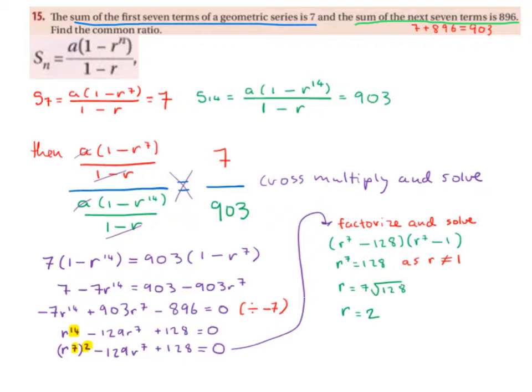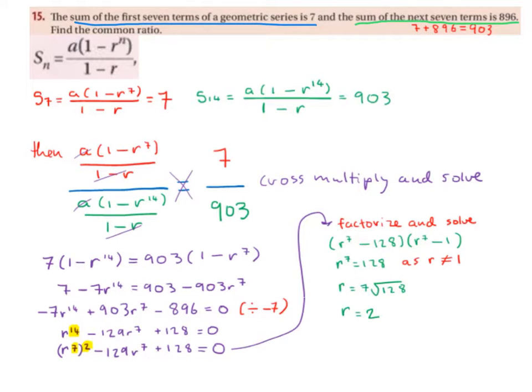Before we cross multiply though, we can start to cancel some things out. So we can cancel out the a top and bottom. We can cancel out the 1 minus r top and bottom. So we have 1 minus r to the power 7 multiplied by 903. And we have 1 minus r to the power 14 multiplied by 7. So then we multiply across. 7 by 1 is 7. 7 by minus r to the power 14 is minus 7r to the power 14. 903 by 1 is 903. 903 by minus r to the power 7 is minus 903r to the power 7.